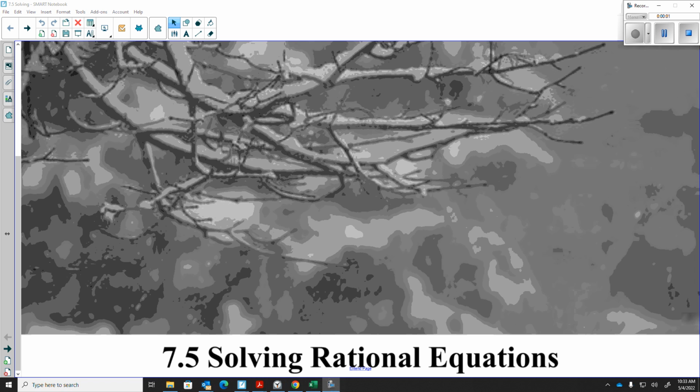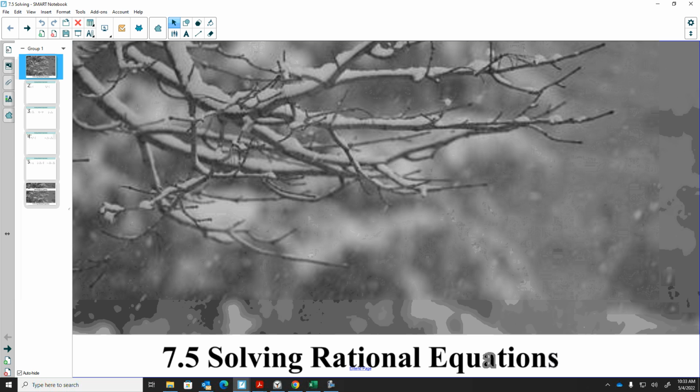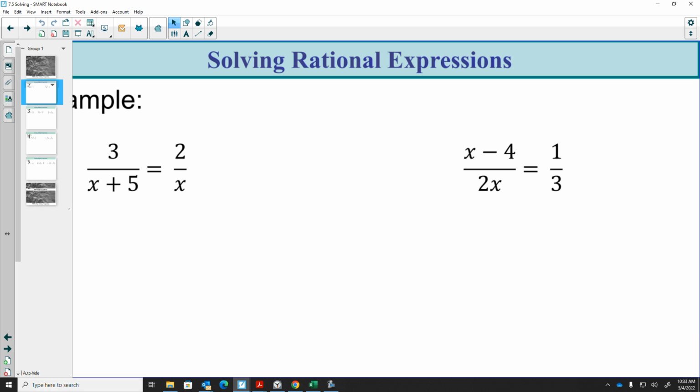Last unit for this lesson. So we have talked about simplifying rationals. We talked about adding them, subtracting them, multiplying, dividing them. So today we're going to talk about solving equations that deal with these things. All right. So let's just dive right in with some examples.